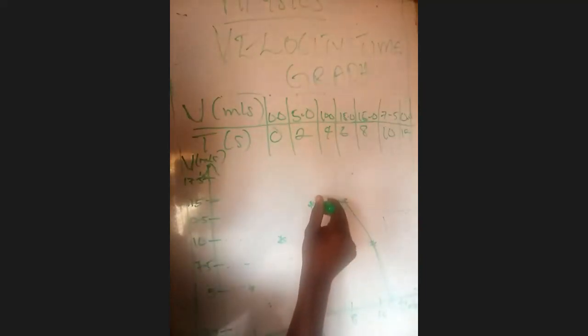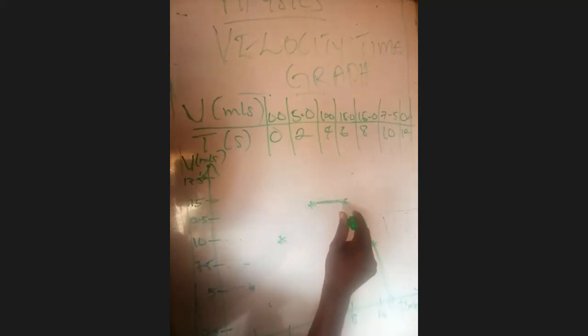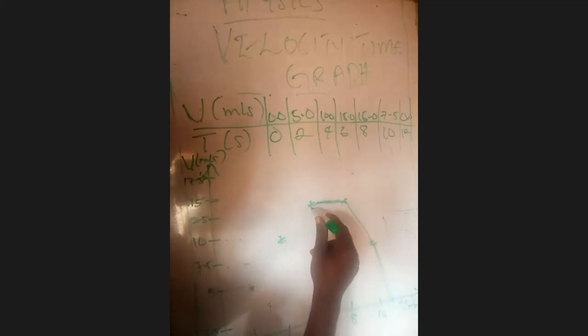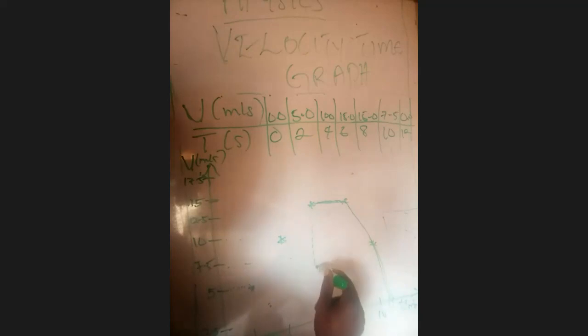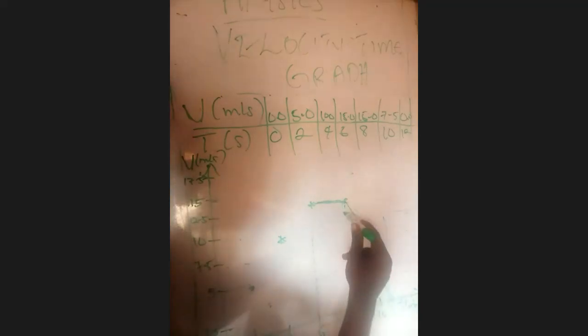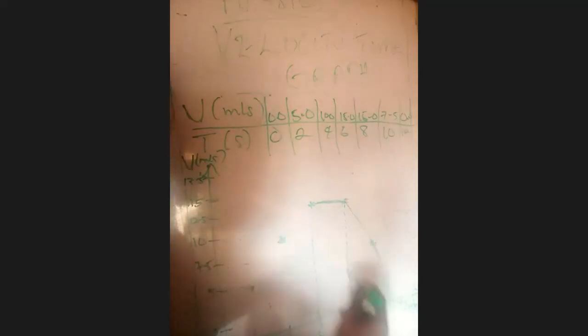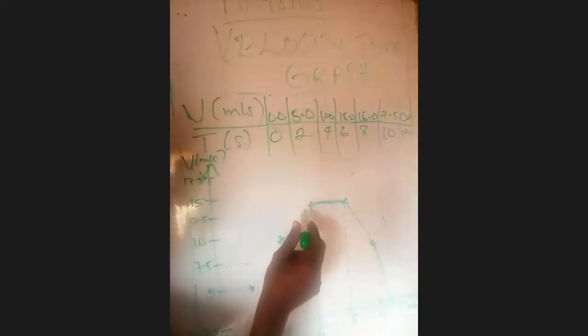Now, when the body reaches the velocity of 50 meters per second, it maintains uniform velocity for 2 seconds. That is between 6 and 8. If you look, 6 and 8.